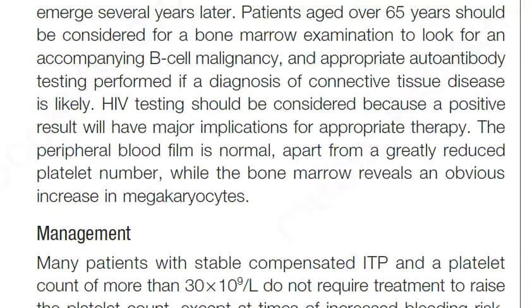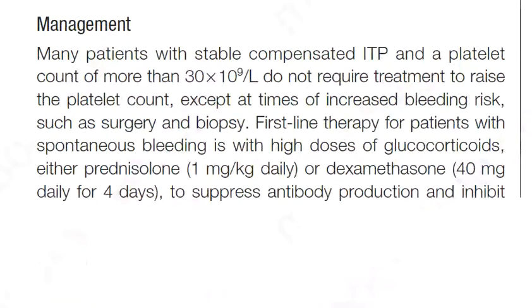Patients aged over 65 years should be considered for a bone marrow examination to look for an accompanying B-cell malignancy, and appropriate autoantibody testing performed if a diagnosis of connective tissue disease is likely. HIV testing should be considered because a positive result will have major implications for appropriate therapy. The peripheral blood film is normal, apart from a greatly reduced platelet number, while the bone marrow reveals an obvious increase in megakaryocytes.